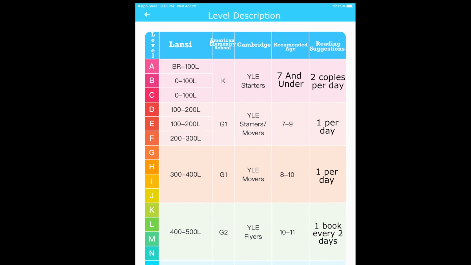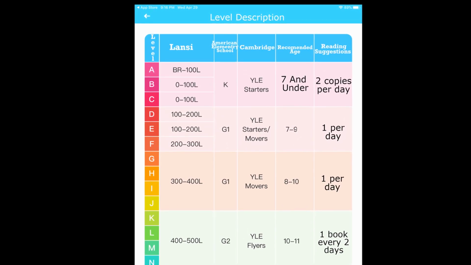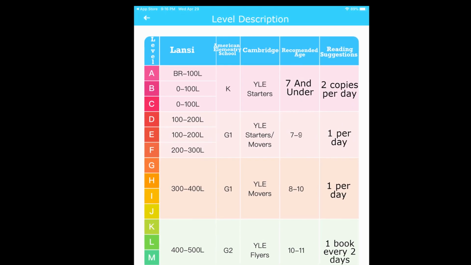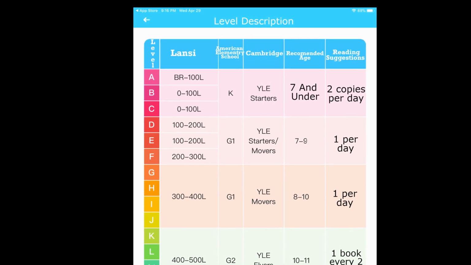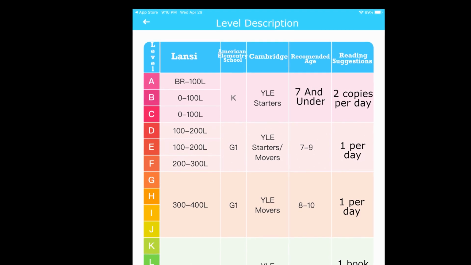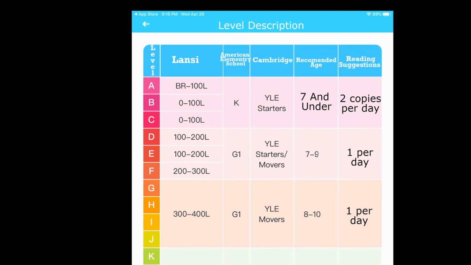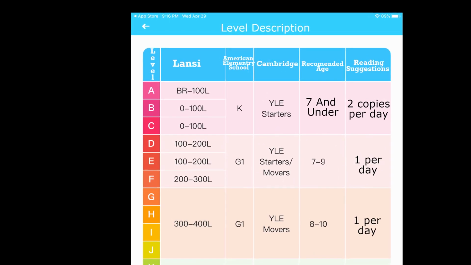We see the next one is American Elementary School. If you're familiar with those, you have the Cambridge grading. To make it easy, it says recommended age. So we have there 7 and under, 7 to 9, 8 to 10, and so on. And then it even recommends how many books to read. We see at the earlier levels 2 copies per day, 1 per day.